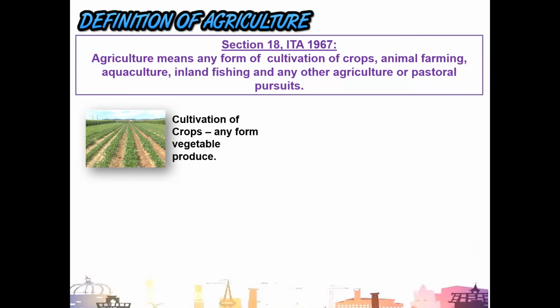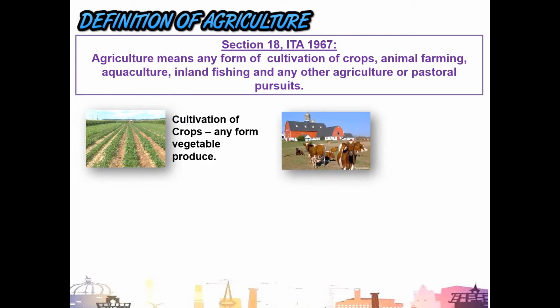This is a picture of cultivation of crops, any form of vegetable produce, tanaman, sayuran, buahan. So it is called crops. Okay. Agriculture also means animal farming, such as kita ternak lembu, kambing, kerbau, okay, any livestock.